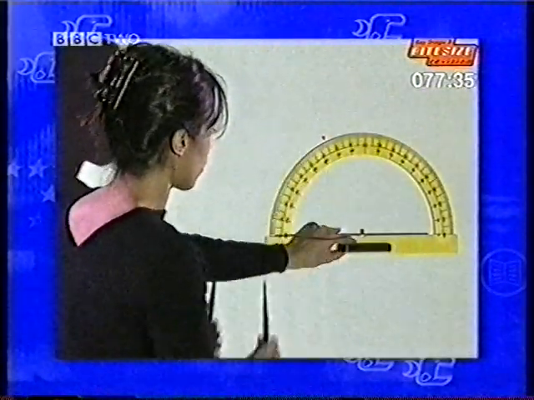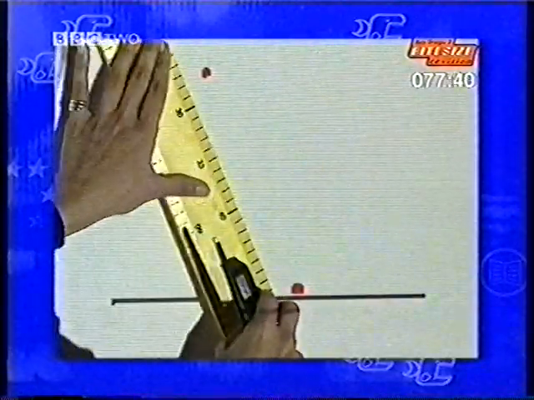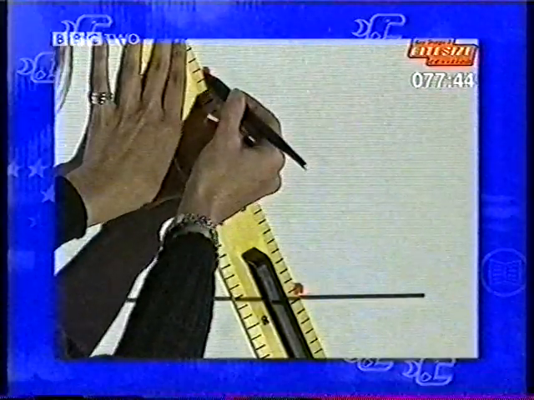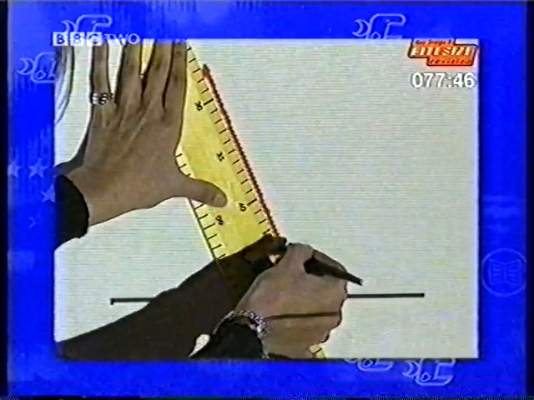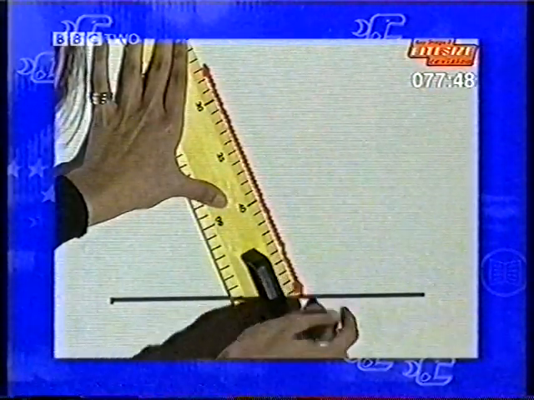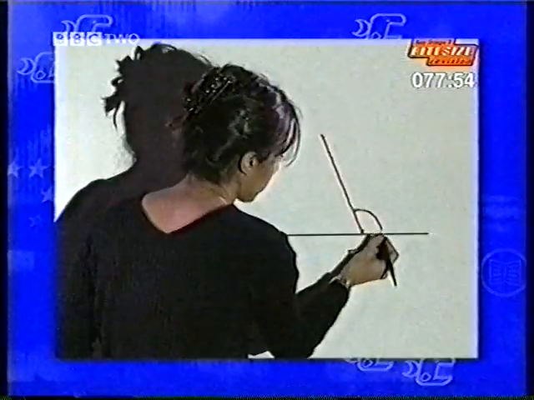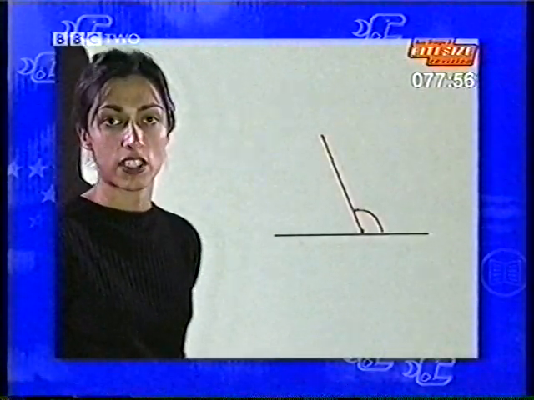Now I'm going to join up the two dots that I've made using a ruler. Hold your ruler still. Draw a straight line, joining the two dots. Now, hopefully this angle here should measure 115 degrees.